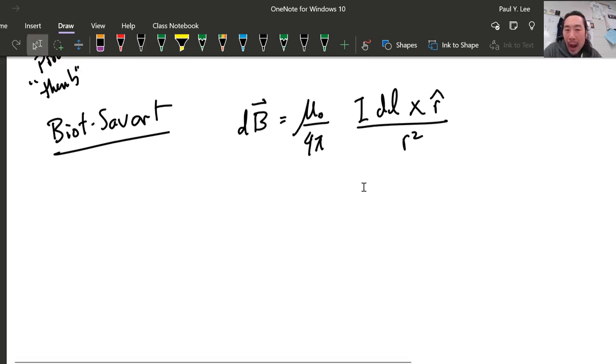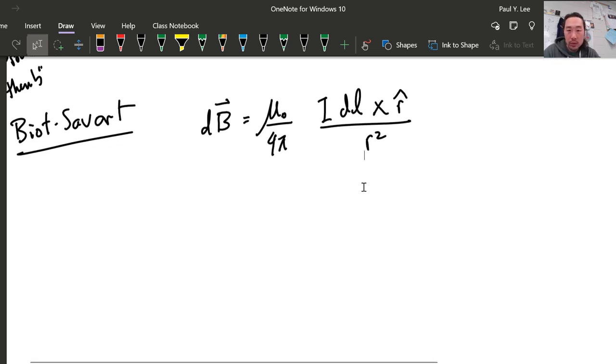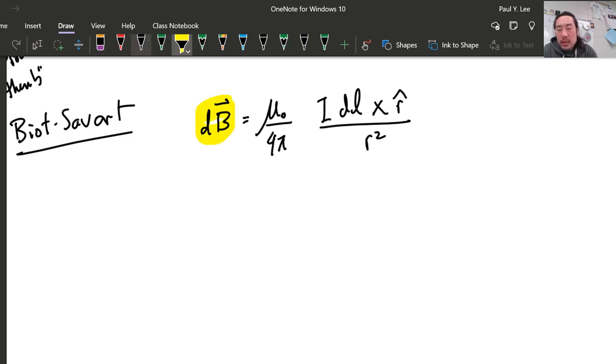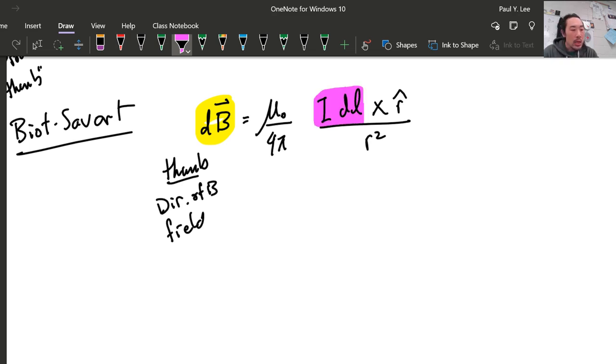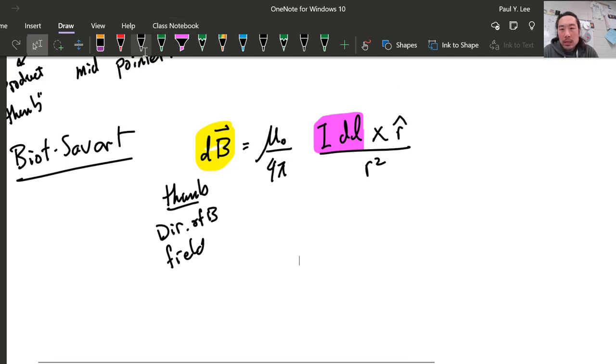I'm going to highlight the different parts that will tell us the direction of our fingers. Let's start off with this dB. This dB will be your thumb, and what this tells us is the direction of the B field. The thumb will tell you the direction of the B field. That's our dB. Next, I'm going to do this in a different color. We have I dl. For I dl, this is going to be our pointer.